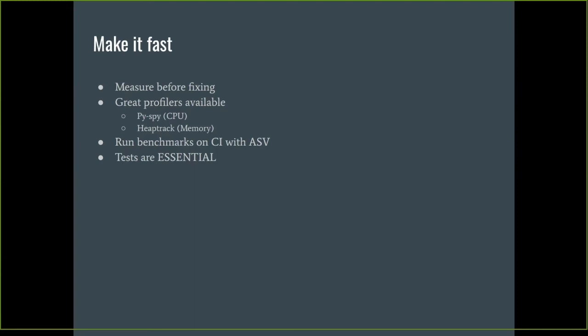And if there isn't a benchmark for what you're optimizing, then probably it's a good idea to try to write a benchmark first before you start optimizing. The important thing is, don't optimize blindly. Always measure what you're optimizing.